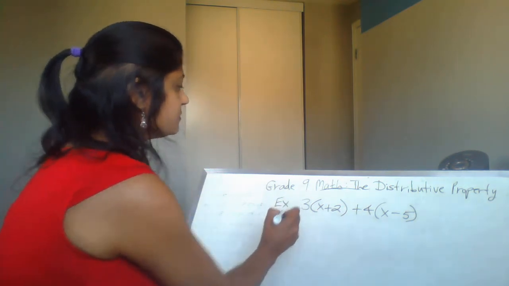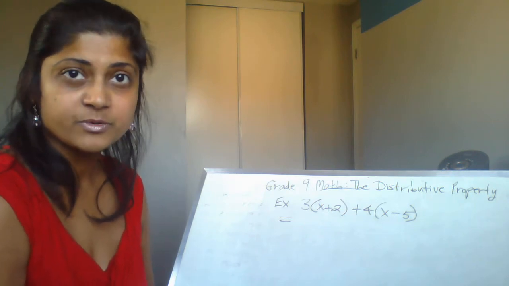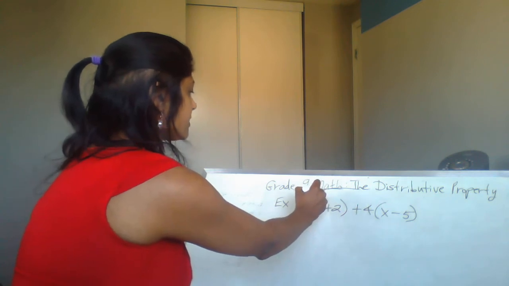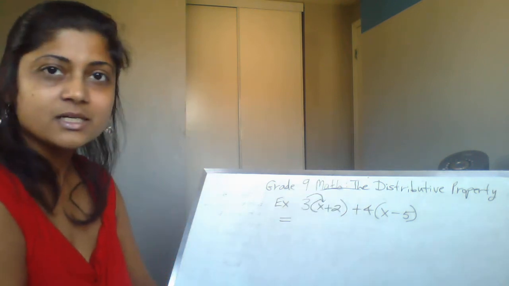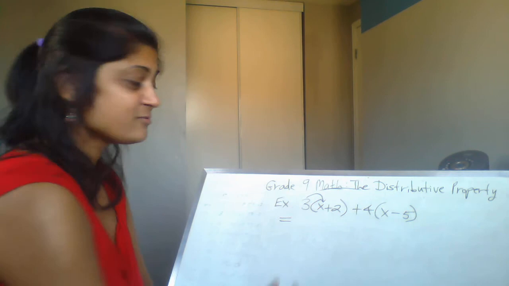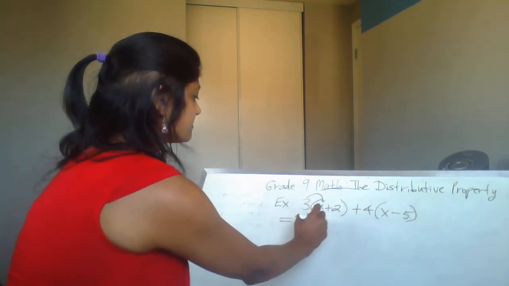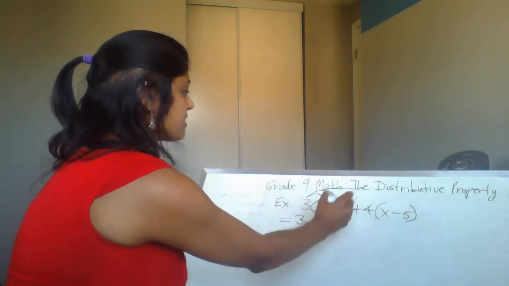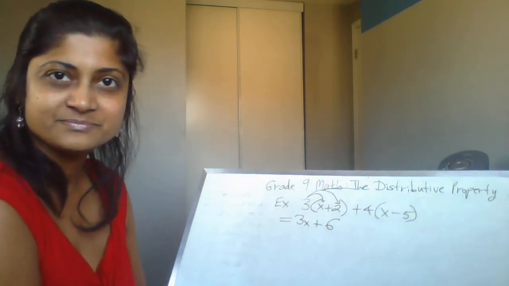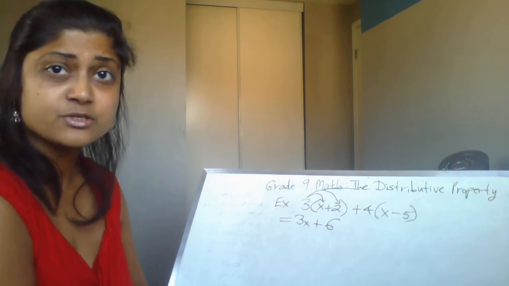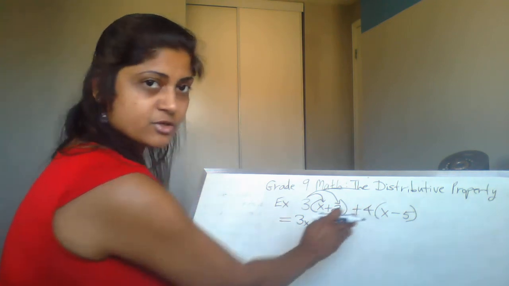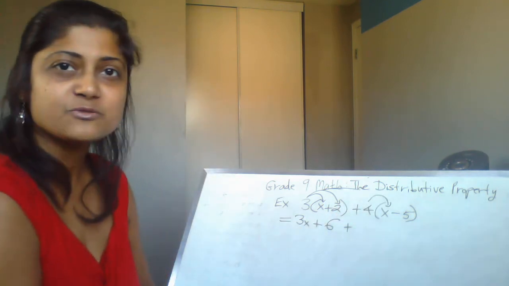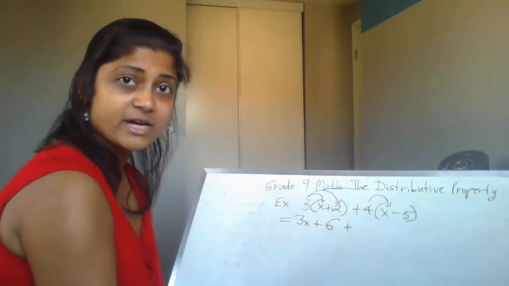What we're going to do is the distributive property, and I have to do it separately for both of these terms. Let's start with the first one. I'm going to do 3 times x, which is 3x. And then in the second term, I'm going to do 3 times 2, which is equal to 6. So I'm done basically with the first term here. So we're going to move on to the second term, and we're going to do the same thing here. I'm going to do 4 times x, so 4x.